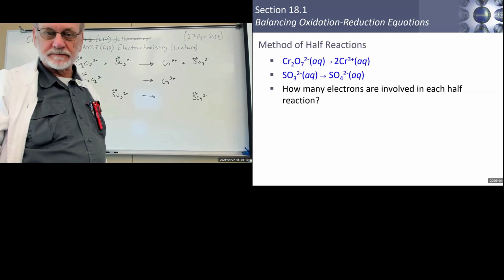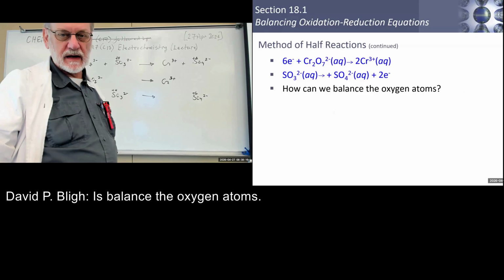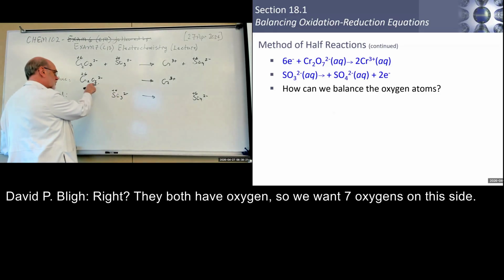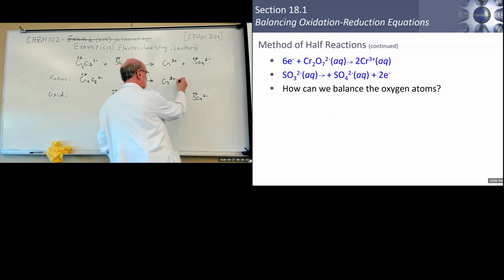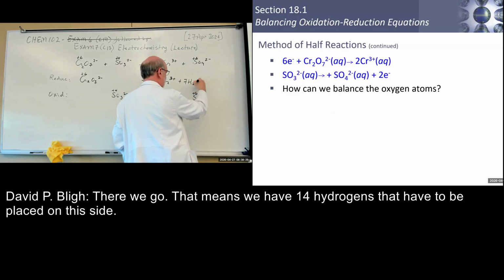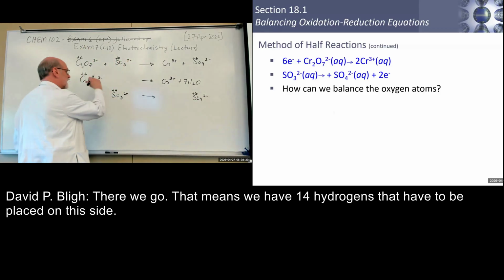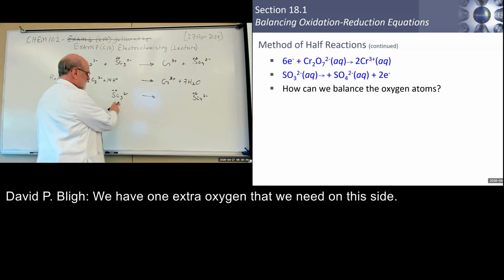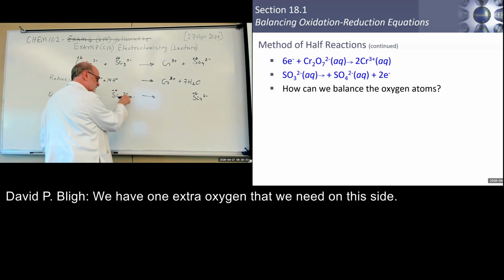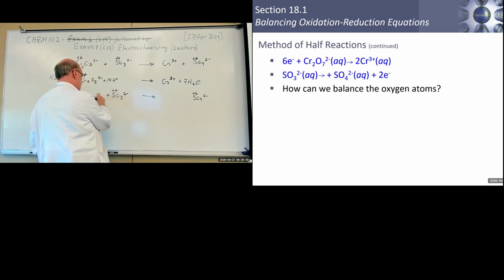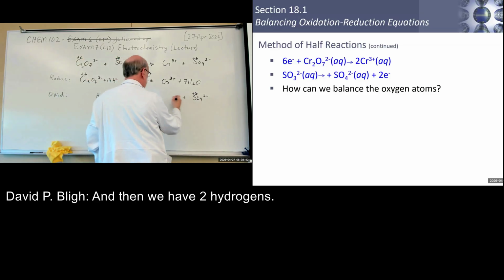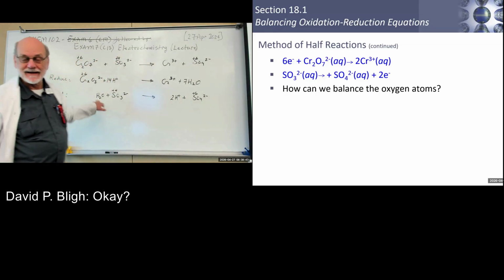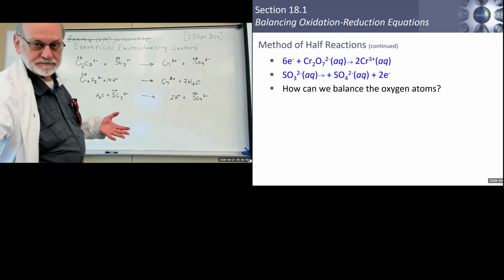Now what we want to do is balance the oxygen atoms. Right? They both have oxygen, so we want 7 oxygens on this side. There we go. That means we have 14 hydrogens that have to be placed on this side. Okay. We have 1 extra oxygen that we need on this side. And then we have 2 hydrogens to balance those two. Okay. Now we can do electrons.